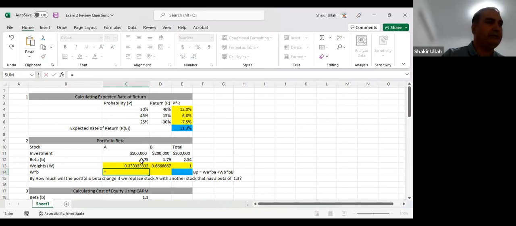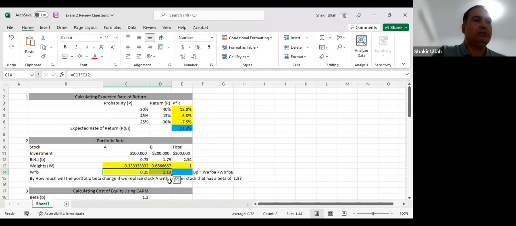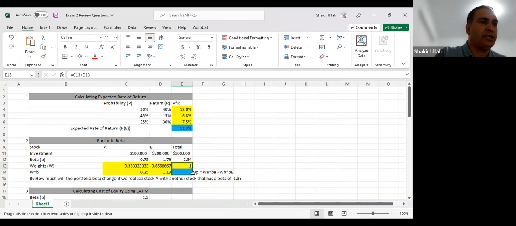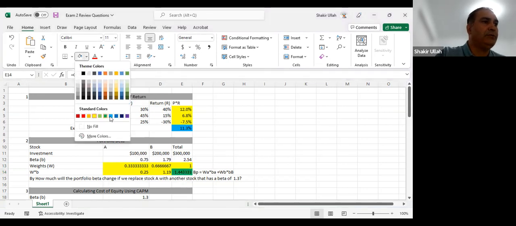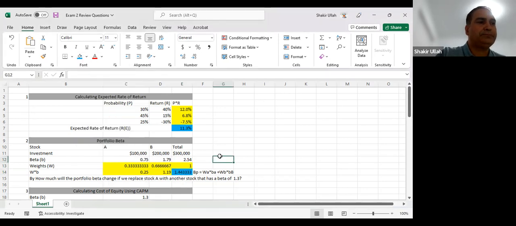So let's multiply the two. Equals weight of the asset multiplied by the beta of the asset, which is 0.75 in this case. When I do that, it comes out to be 0.25, and then I do the next one as well. Then this will be equal to the sum of these two, so I can drag this down, and that will give me the total beta of the portfolio. Does it make sense?